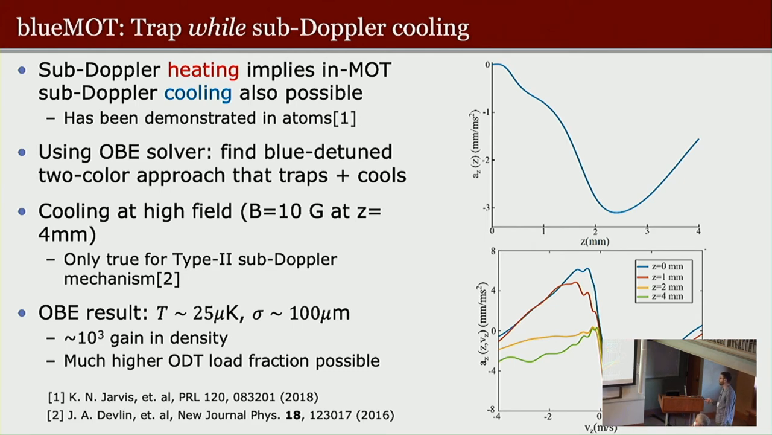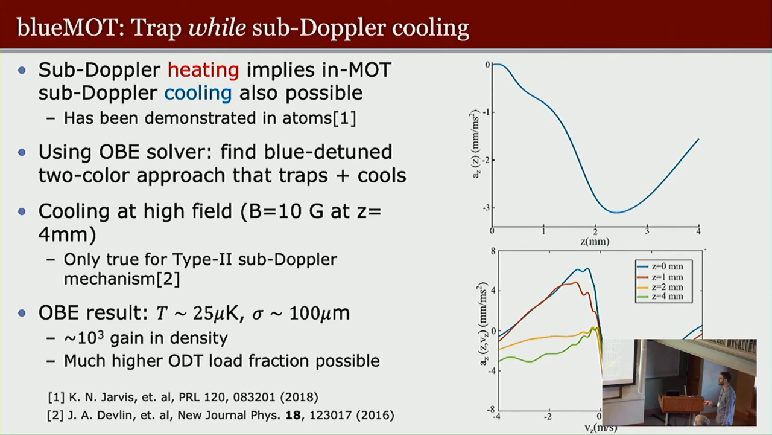And we're able to see that this cooling force is robust even at fairly high fields, all the way up to 10 Gauss and maybe even higher, and that corresponds to Z equals 4 millimeter displacement in our simulation. We can also see the effect of the restoring force both here, averaged over the velocity distribution, and here, as we change Z, the whole curve shifts down as well, also indicating that there's a restoring force. The fact that it works at high field happens to only be true for a type 2 sub-Doppler mechanism. That's been seen in previous simulations by the Tarbutt group as well, so that's consistent.